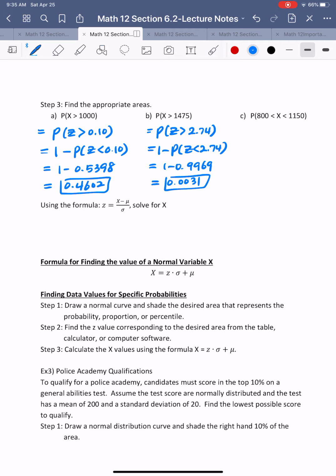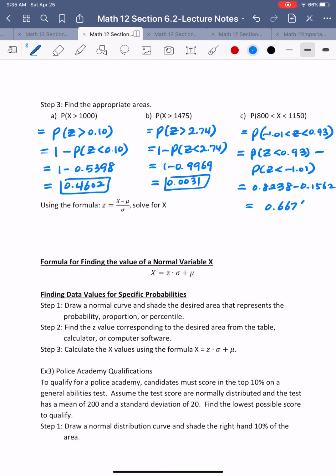is 0.0031. For this one, we have to find the P of z between negative 1.01 and 0.93. In order to find that, we need to find the area z less than 0.93 and subtract P of z less than negative 1.01. Then you get 0.8238 minus 0.1562, which becomes 0.6676. Okay, so we have to use those formulas.